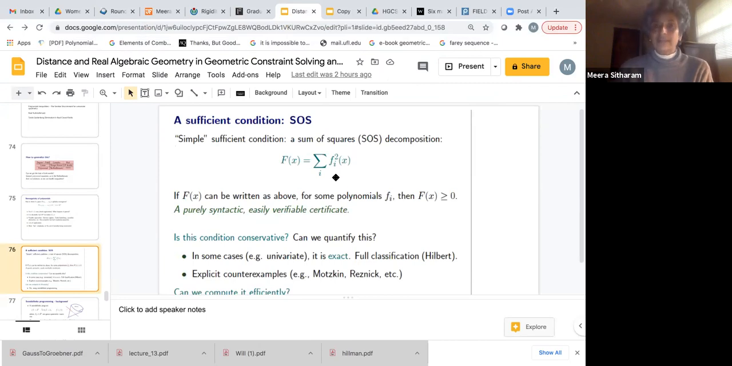In order to check whether a polynomial is non-negative everywhere, we're going to have to do things like this when we want to find real solutions. One of the key ways you can do this is a sufficient condition, not often necessary: check whether it can be written as a sum of squares. It turns out that in almost all cases it's actually necessary. There are, of course, counterexamples. Now, can we compute this sum of squares decomposition efficiently?